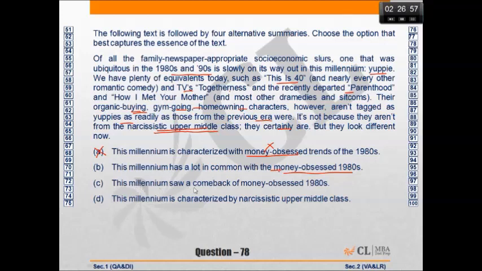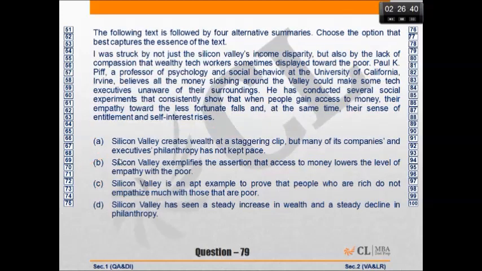The millennium saw a comeback of the money obsessed 1980s. No, it does not say comeback. It just says there's lots in common. So choice C is unlikely to be the correct answer. This millennium is characterized by... no. So this is missing out the connection with the 1980s. So the correct answer should be choice B.